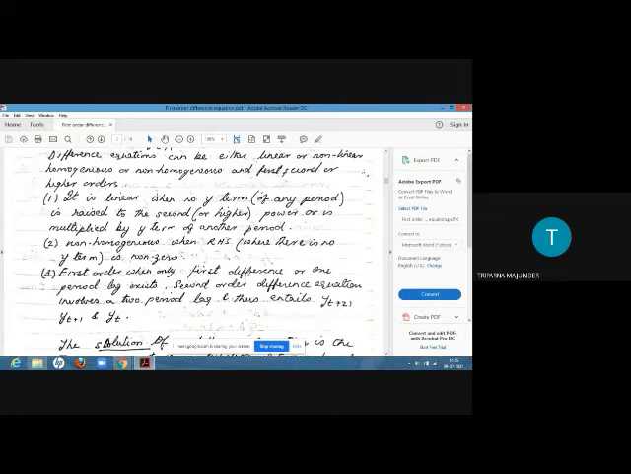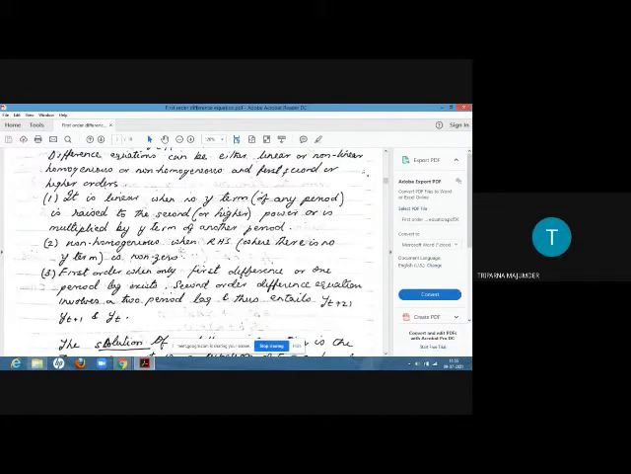It is linear when no y term of any period is raised to the second or higher power or is multiplied by the y term of another period. That means we will not have y_t squared or y_{t+1} squared terms, or a y_{t+1} times y_t term in our equation. If we do not have these, our difference equation is linear.